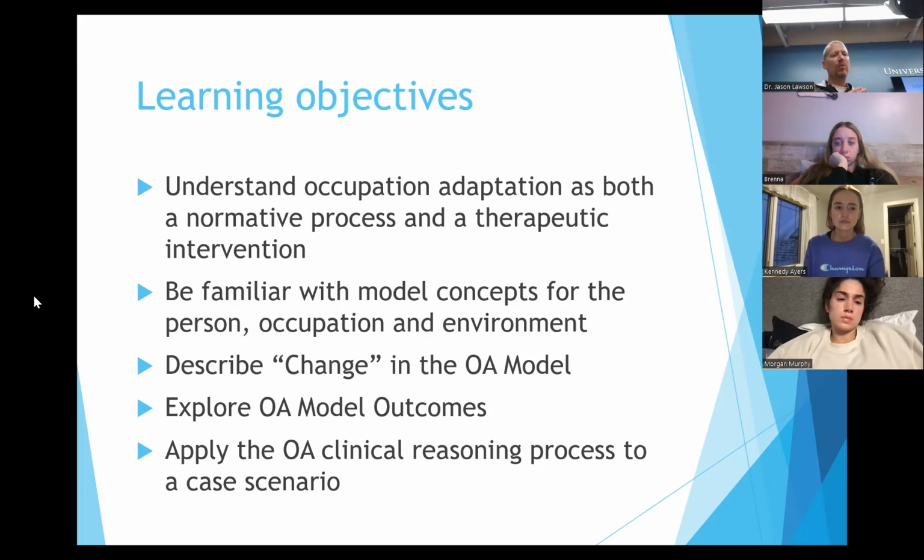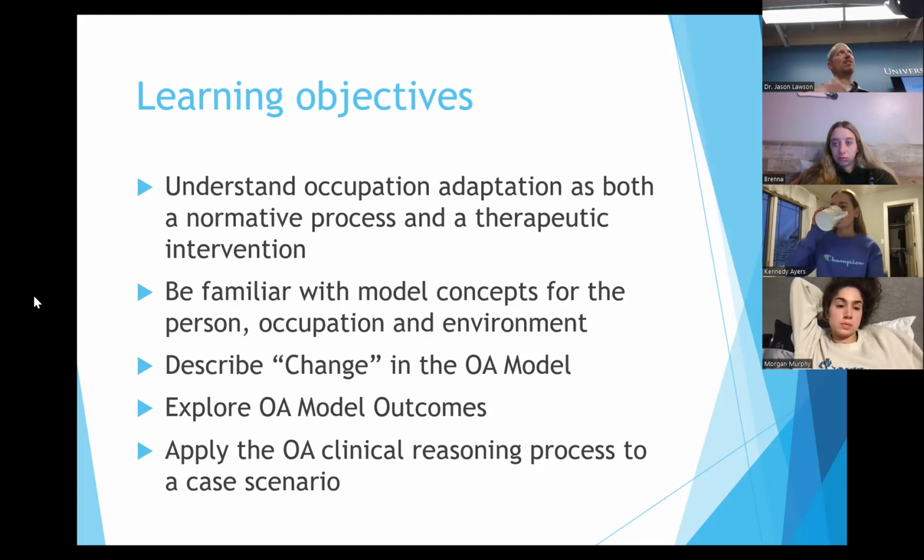And then for our clinical reasoning, for a case scenario, since this is a normative process, I think it's helpful for you to reflect on maybe how this applies to you. If you know how you adapt and how you face uncertainty in engaging in occupation, maybe you can understand what your client is facing as well.